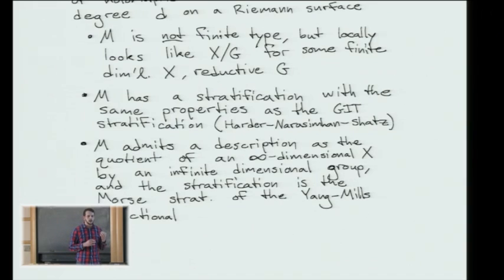So the Atiyah and Bott contribution is thinking of this as an infinite dimensional GIT, so to speak. You can think of this as a space of del bar operators on some fixed complex vector bundle on your Riemann surface, modulo some infinite dimensional gauge group. And you can actually squint and try to see this as a GIT problem, in which case this is still the gradient descent flow of the Yang-Mills functional.